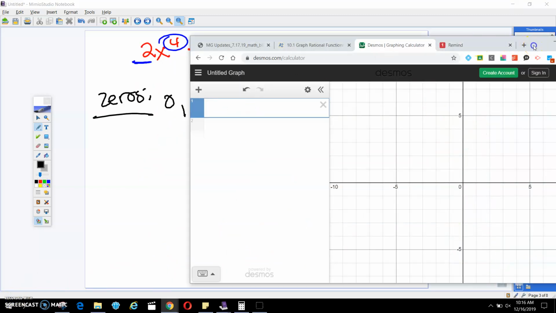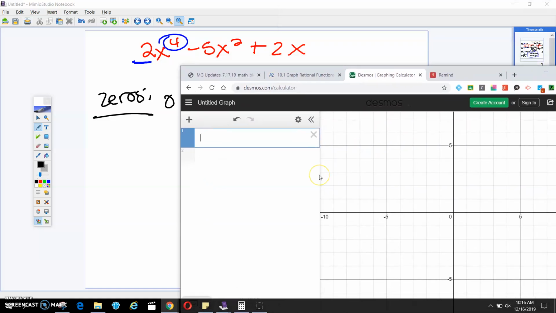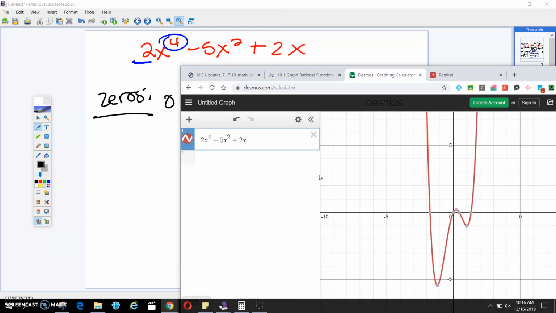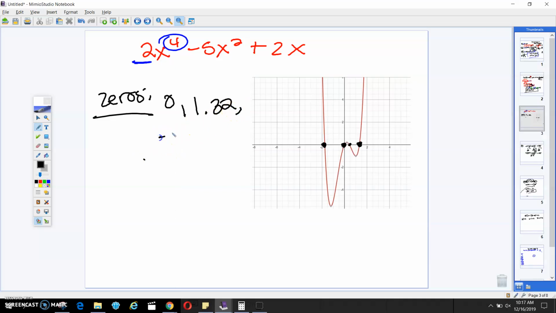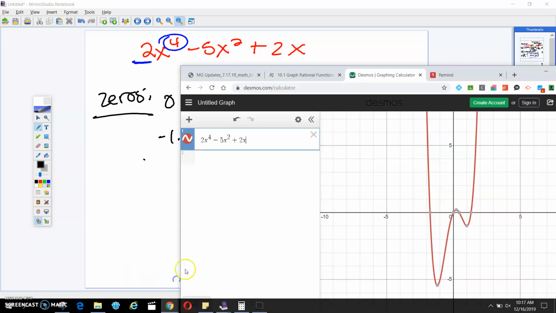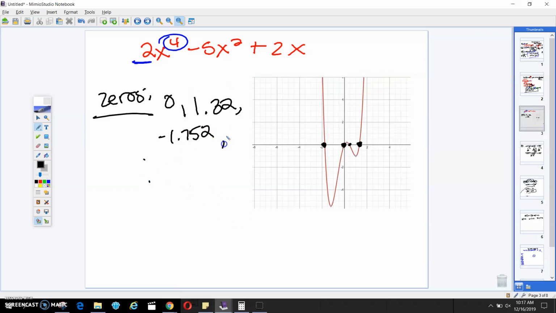So if I put this on page 4 into my graphing calculator, okay, this is what I get. In order to find the zeros, you're going to look at where it crosses the x-axis. So this is going to be at negative 1.752. So that's going to be a 0. I've also got an x-intercept at 0.432. So this is just where it crosses the x-axis, right?